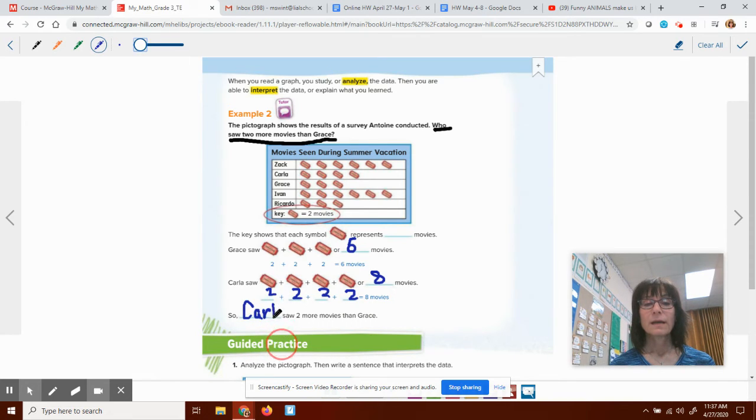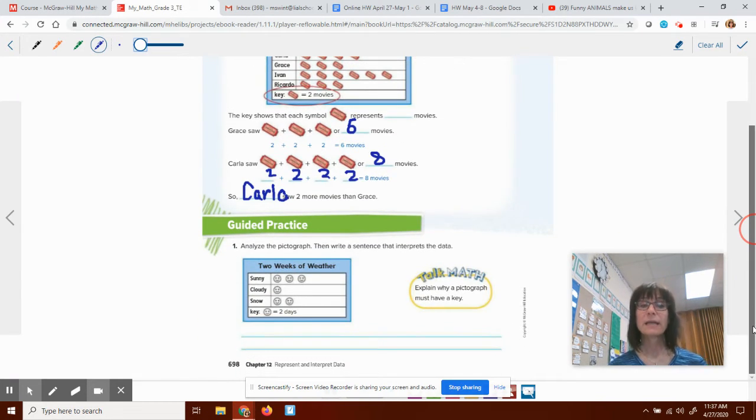Let's go ahead and look at our guided practice now. Under guided practice, it says analyze the pictograph. Then write a sentence that interprets the data. That's really what we want with these graphs. We want to be able to interpret. So if I take a look at this particular pictograph, I first want to look at the key. The key says that each of these little smiley faces represents 2 days.